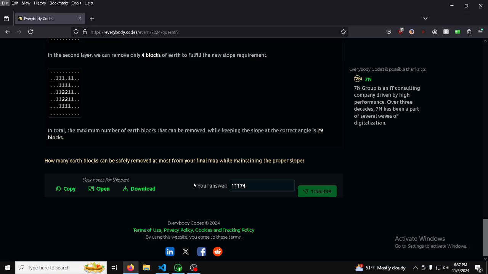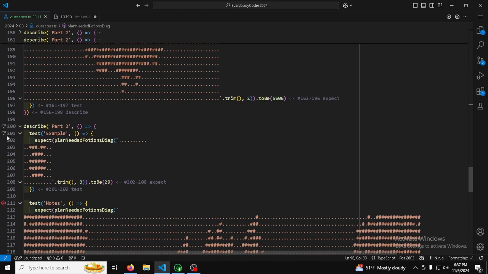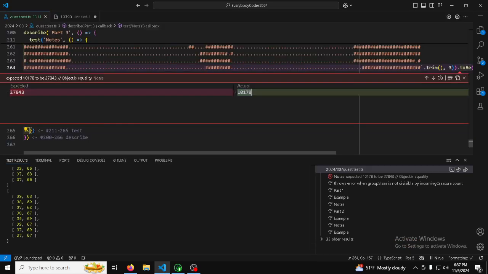I mean, I have my answer, I think. Well, give me 2 minutes to put it in. Make sure this still works on the example. Oh, I assume it does. That's a lot of logs. 101.78.